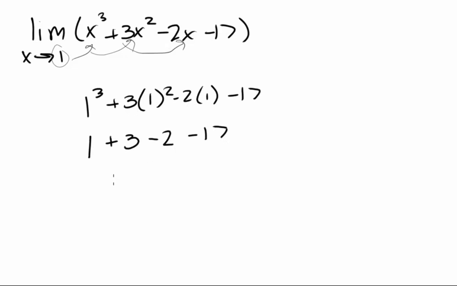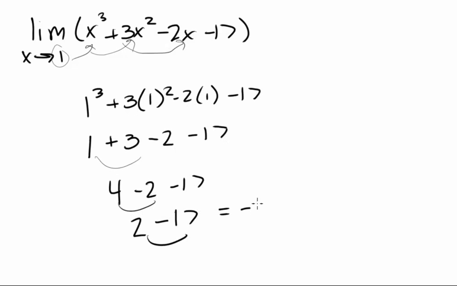So let's combine these from left to right. So let's do these two. So we get 4 minus 2 minus 17. And let's do these two, 2 minus 17. And now we can do these two. And then we get minus 15.